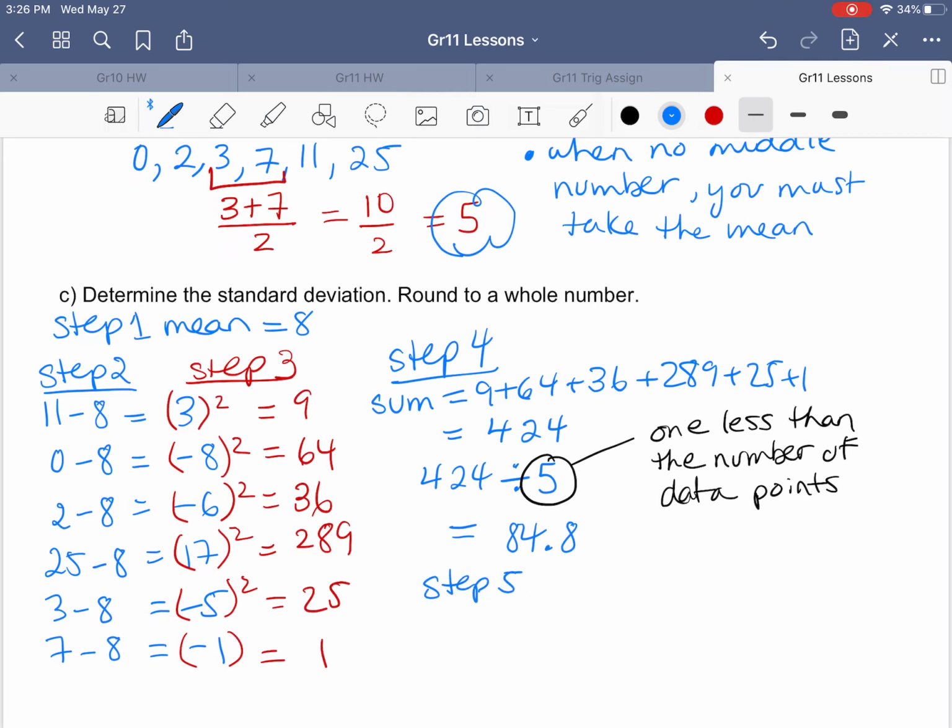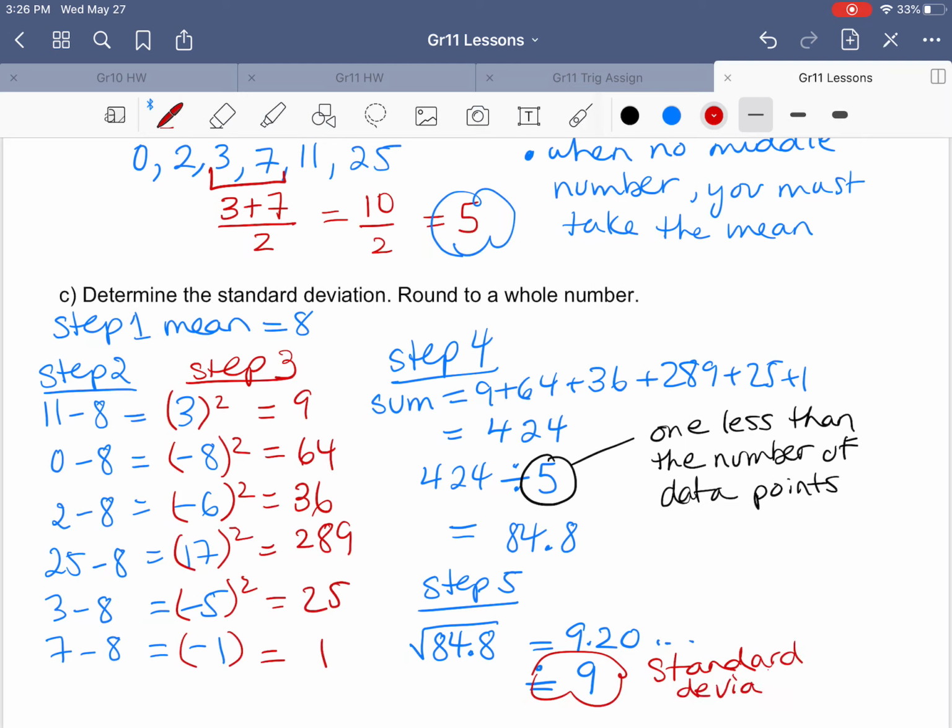And step 5, which is the last one, gives us our standard deviation. We take the square root of our answer from step 4, so the square root of 84.8, and that gives us our standard deviation. Here we're going to be rounding it to a whole number. Sometimes you don't round to a whole number, so just follow the instructions. This gives us 9.20 and so on, and we're going to round it to approximately 9. So right here, this is our standard deviation.